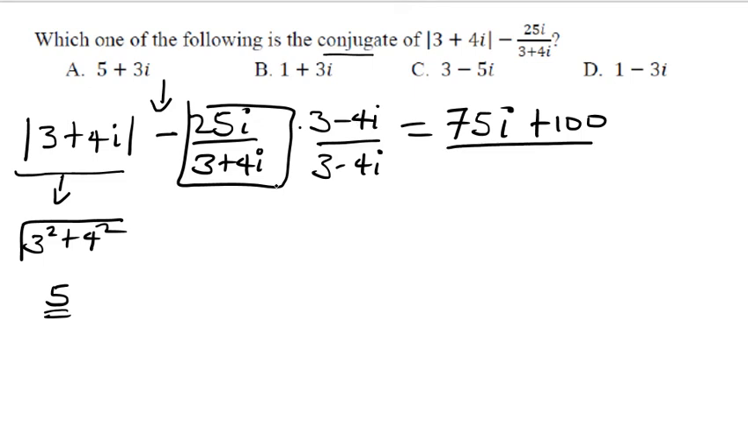So the whole over, when you multiply the denominator part, the product of a complex number and its conjugate will be the sum of the squares of each. So it's going to be 25. You can check, 3 squared plus 4 squared.